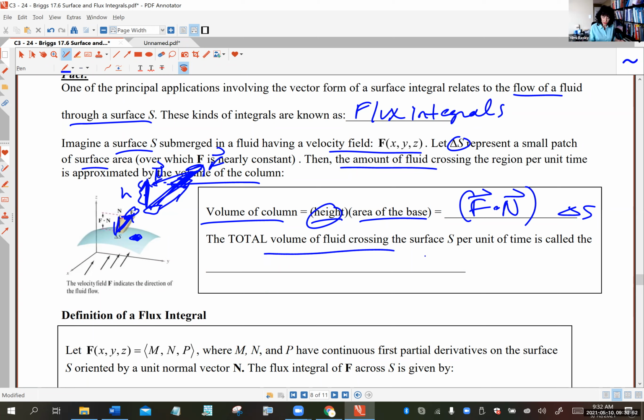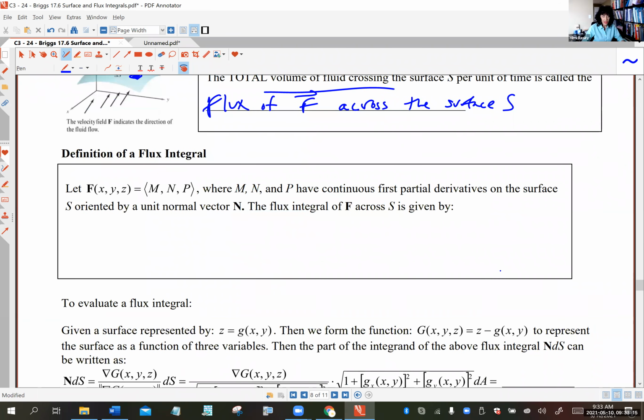So the total volume of fluid that flows across your surface is called the flux of F across the surface S. And this is what you're going to be asked to get on these kinds of problems. They're going to say, hey, find the flux of the vector field across this surface. That's every single one of these problems. So let's look at a flux integral.